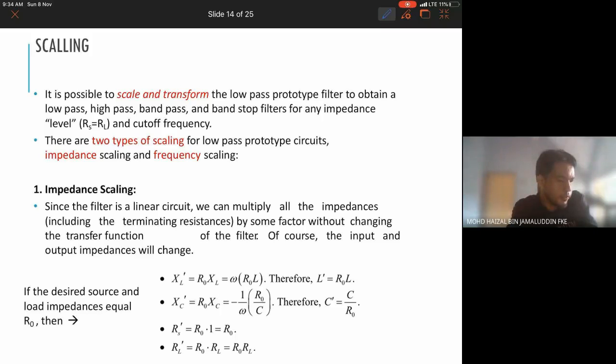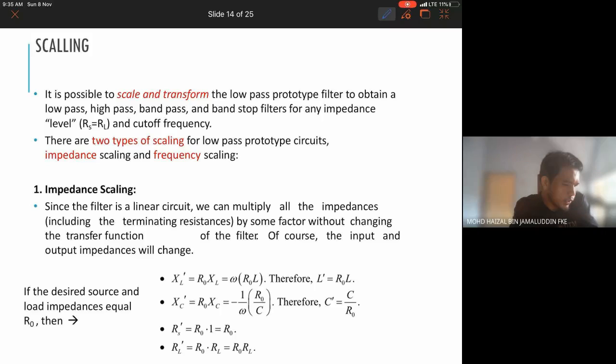Of course, the input and output impedance will change. So here we want to calculate the desired source and load impedance. We want to calculate the inductor, capacitor, source resistor, and load resistor. For the inductor, we can calculate XL. We start with R0, just multiply by XL, and we have omega R0 L. Therefore, the new inductor value is R0 times L.